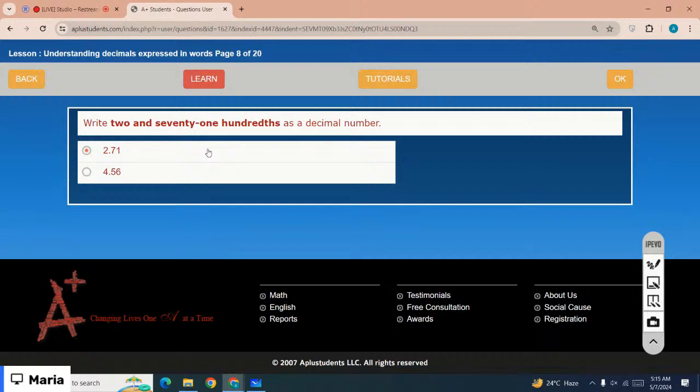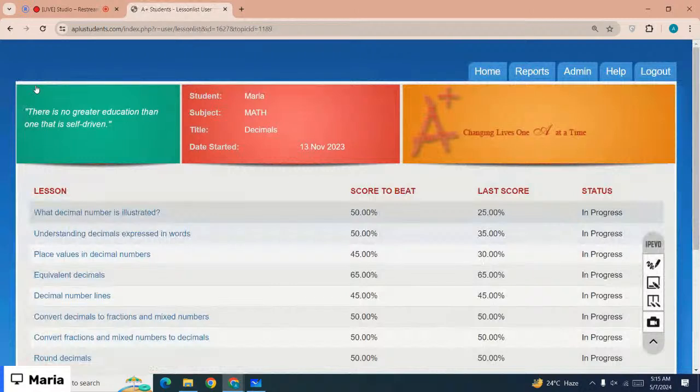Okay, you can complete the lesson by yourself later today. Let me just move on to the next lesson. The next lesson is place value in decimal numbers. Let's just start with the next lesson.